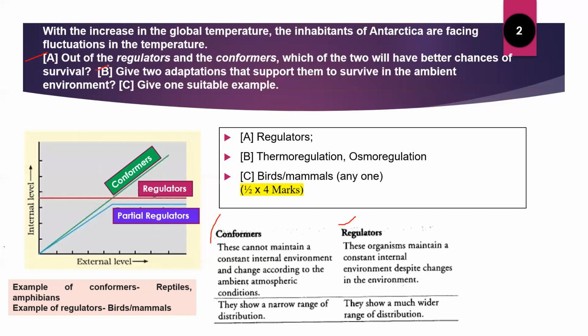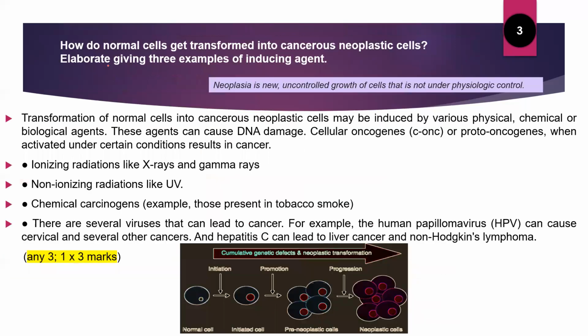Then give one suitable example. Birds and mammals are regulators, while you also might be asked to give examples of conformers: reptiles, amphibians, and all those. Then, how do normal cells get transformed into cancerous neoplastic cells?